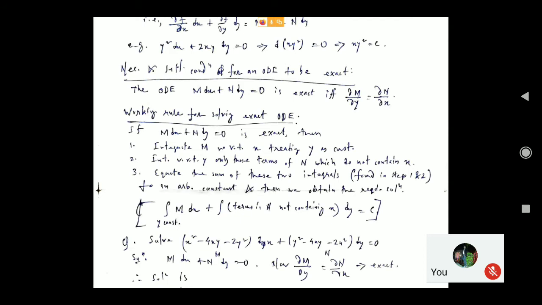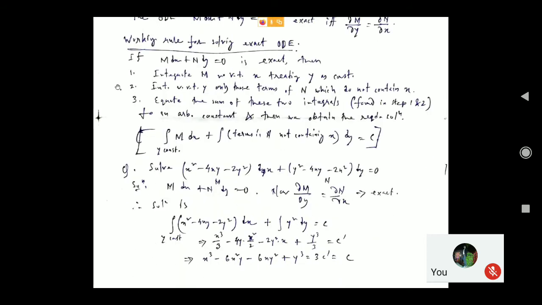So not to worry, there is an established method by which we can determine whether a given first order partial or ordinary differential equation is exact or not. The method is this: the necessary and sufficient condition for an ODE to be exact. The necessary and sufficient condition is if del M del y equals del N del x, then it is exact. Okay. So here we have the working rule for solving an ODE if it is exact.